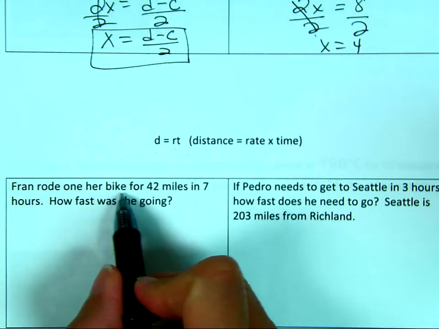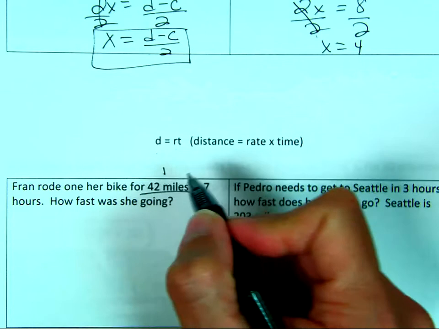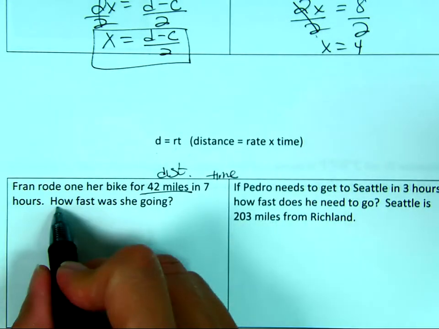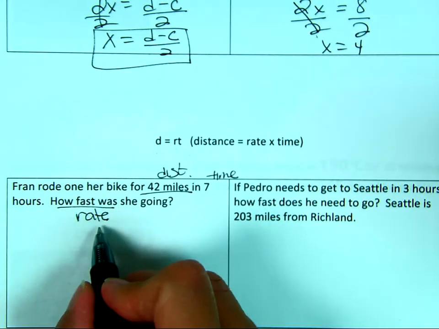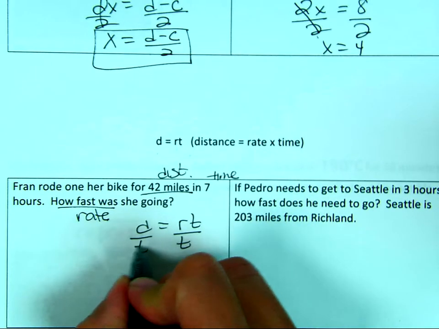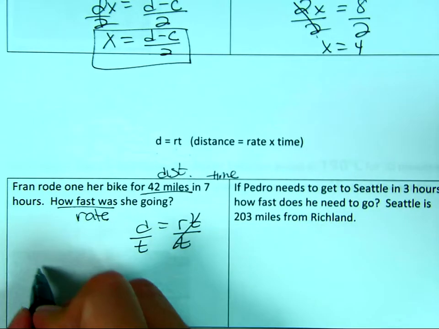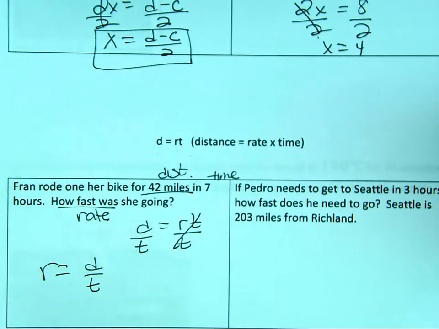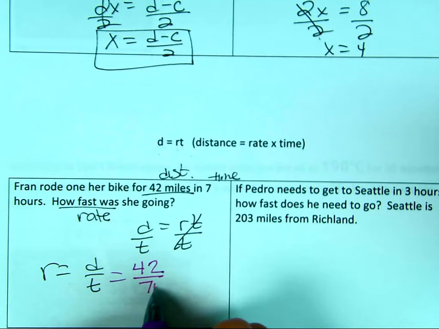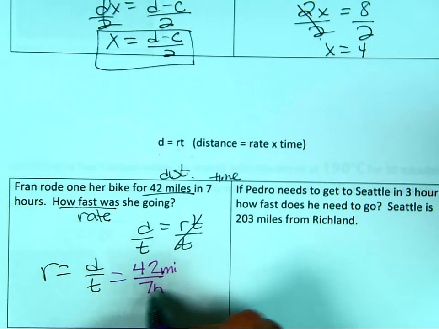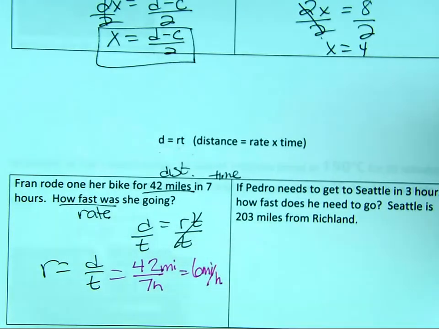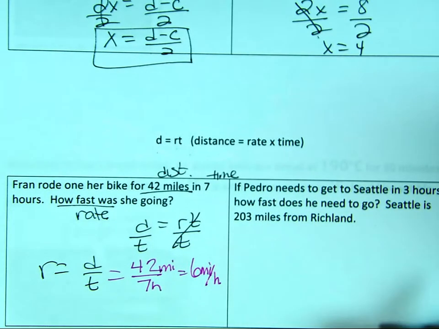So it says Fran rode her bike 42 miles. That's distance. In 7 hours, that's time. So how fast was she going? That's rate. They're asking me for rate, so I need to take this little distance equals rate times time formula and solve for rate because I need to know the rate. So now I find out that rate is the distance divided by the time. What was the distance? It was 42 miles. What was the time? It was 7 hours. If I take 42 miles and divide it by 7 hours, I get 6 miles per hour. So that is how fast she was riding her bike, 6 miles per hour.